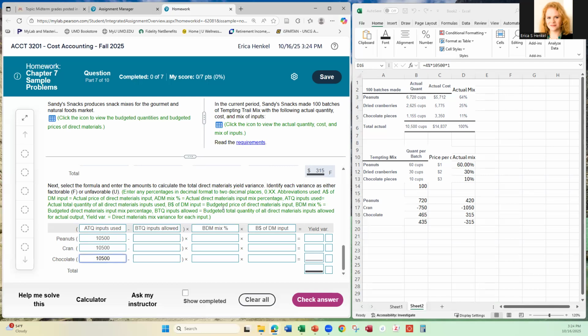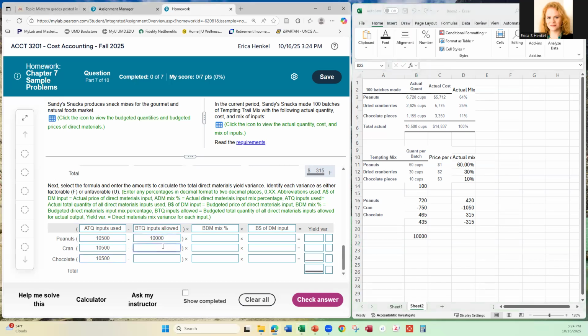And then the budgeted total quantity of inputs allowed. So in theory, for 100, we'd have 100 cups per batch. So 100 cups per batch times 100 batches would be the budgeted total we would allow. So 100 batches times 100 cups per batch gets us to 10,000 budgeted total inputs allowed.